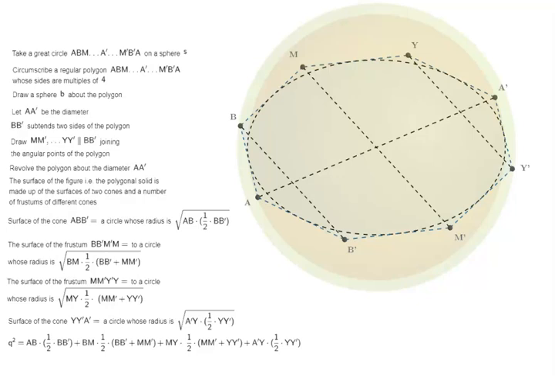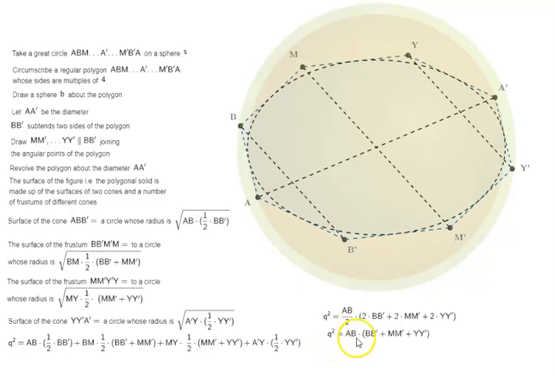Now we simplify this. Here AB is equal to BM is equal to MY is equal to A prime Y because they are the sides of a regular polygon. So AB, BM, MY and A prime Y, they being equal, we can take them out as AB. Half is again common to all of them. So we can take out 1/2 as well. And what we are left with is 2 times B prime, 2 times M prime, and 2 times Y prime. So 2 is again common. We take it out and it gets cancelled with the denominator.